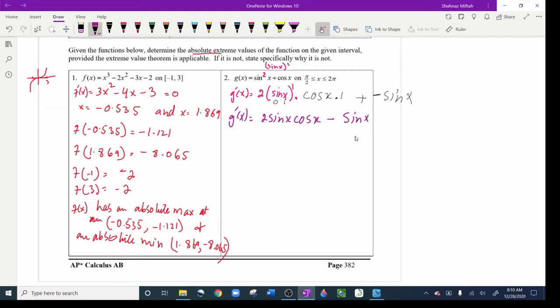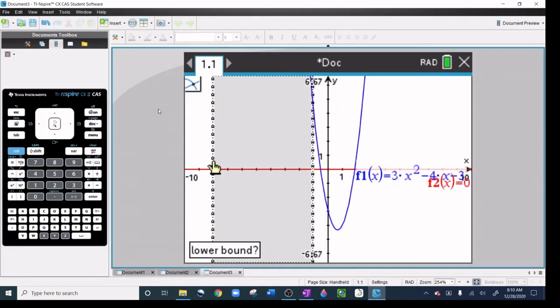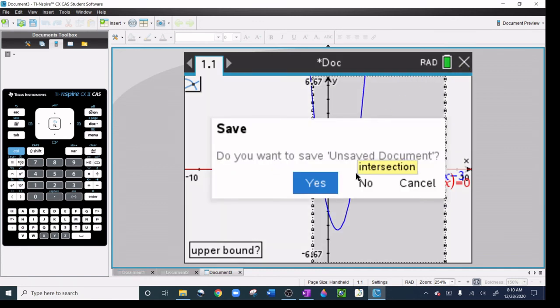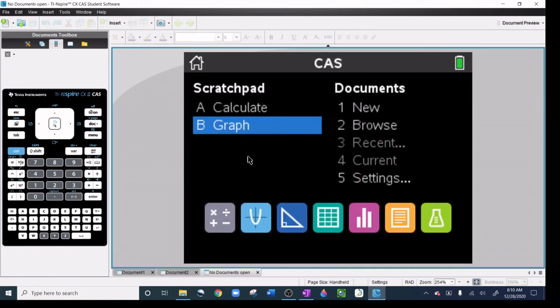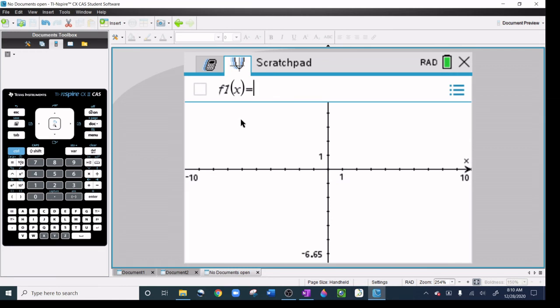So this is my g prime. I'm going to make this equal 0, and I'm not going to bother to do it without a calculator. I'm going to use a calculator for this. So let's clear that. Now use a graph again. Let's try 2 sine x.